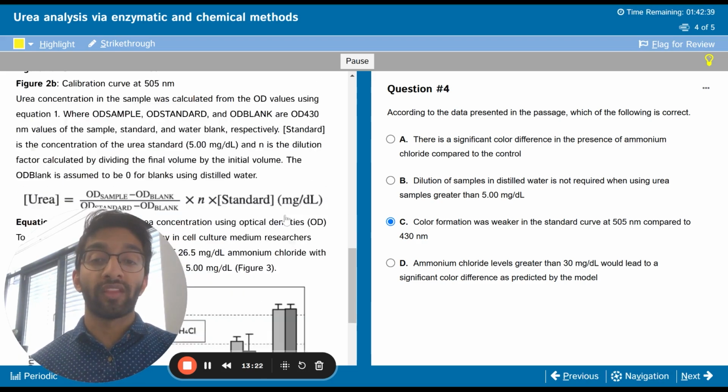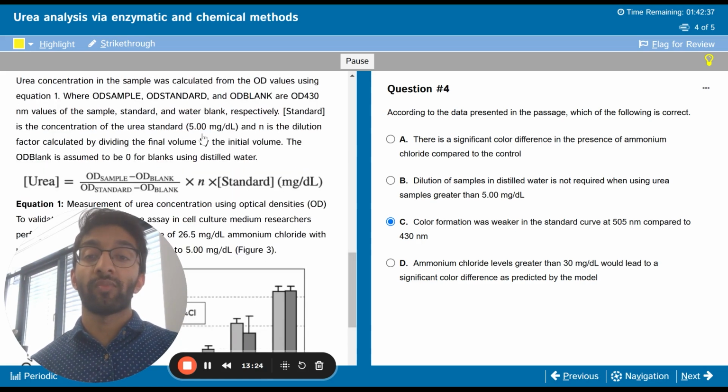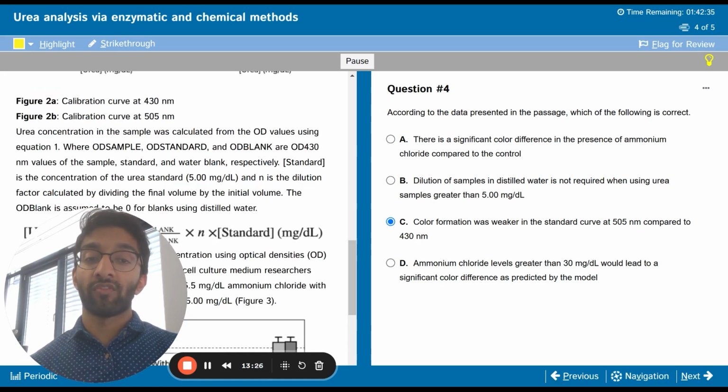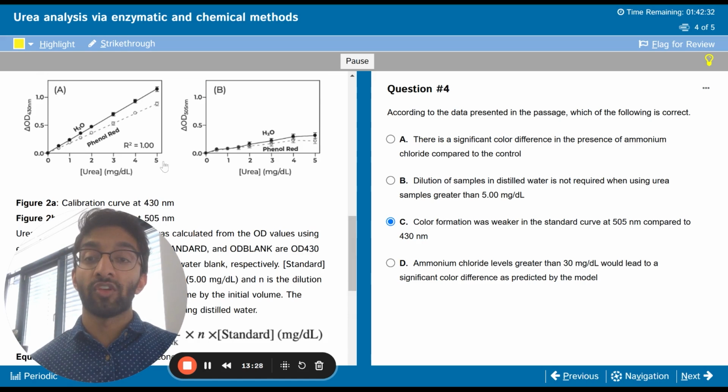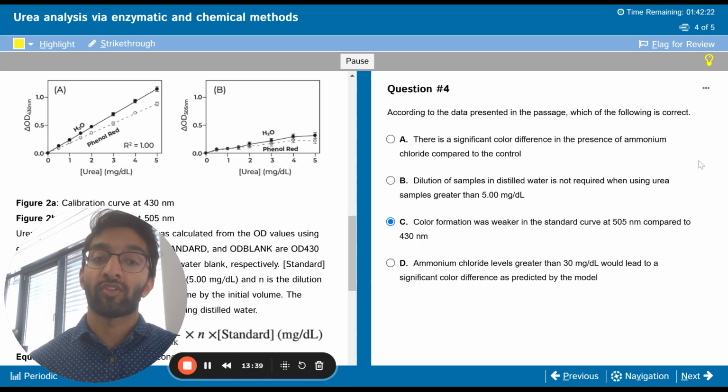That's actually the whole point of there being a dilution factor in this equation: chances are that the amount of urea in your original sample is going to be greater than 5 milligrams per deciliter. But in order to do this whole experiment, you need to be able to dilute it. So this also doesn't make sense. We kind of have to dilute it in order for the experiment to work.